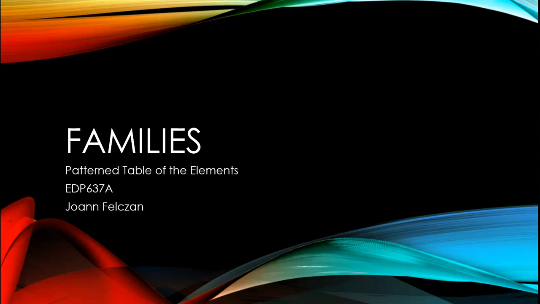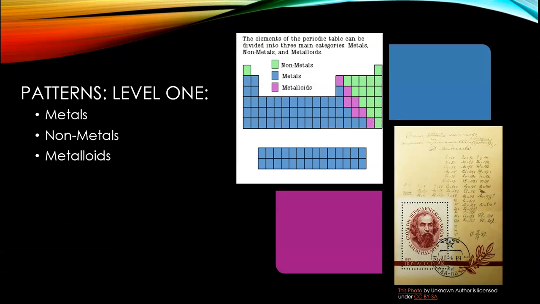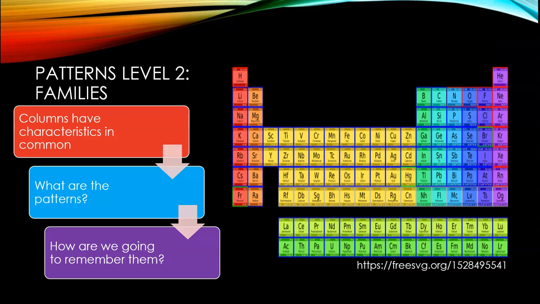We're going to talk about how to remember the families of the periodic table. The first level we already learned was the general layout of the table. Metals on the left, nonmetals on the right, and metalloids in a stair step in between. Today, we're going to focus on level 2, the families.